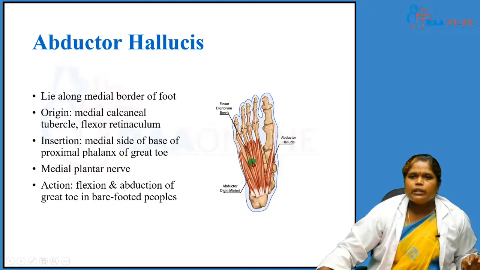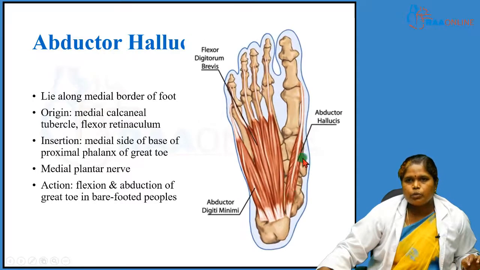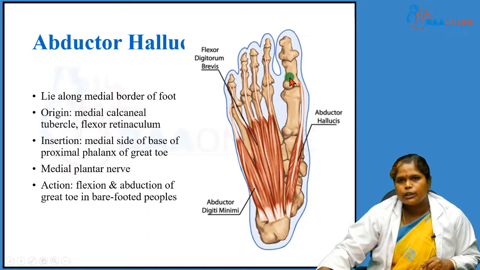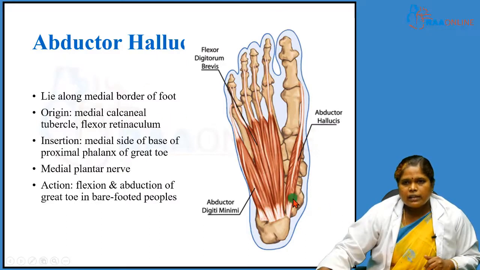Now we will see the individual muscles one by one. First, Abductor Hallucis. Hallucis means the muscle goes to the great toe, the hallux, like the pollex, the thumb, in the upper limb. So Abductor Hallucis acts on the great toe. This muscle lies along the medial border of the foot, and it arises from the medial calcaneal tubercle as well as from the flexor retinaculum. This is the origin of Abductor Hallucis.